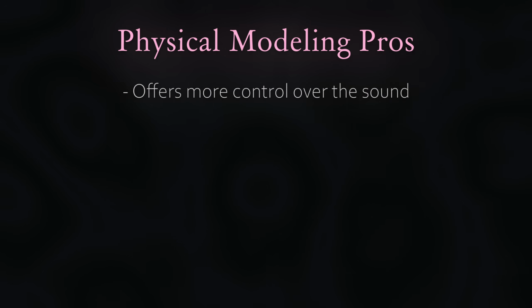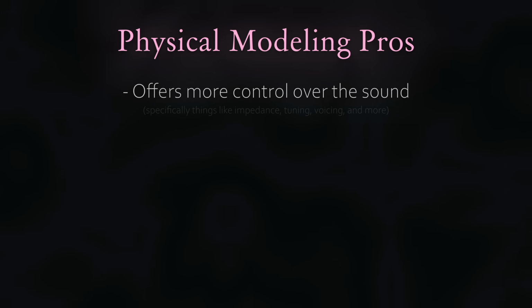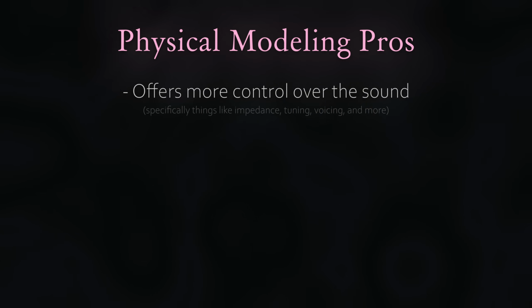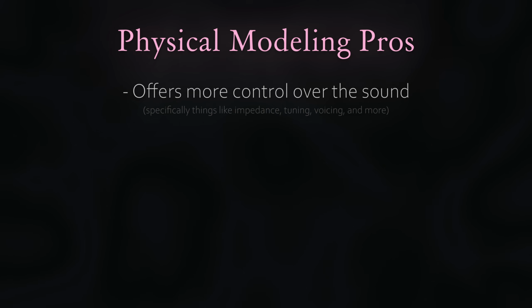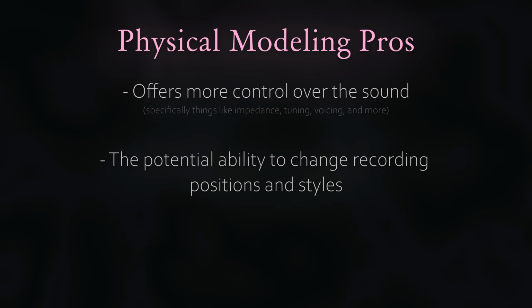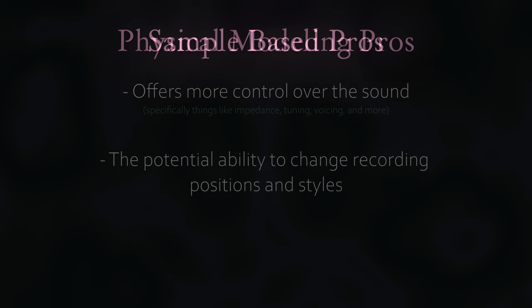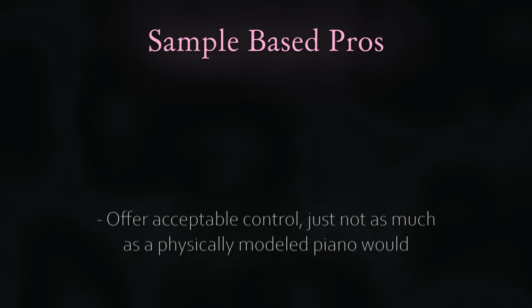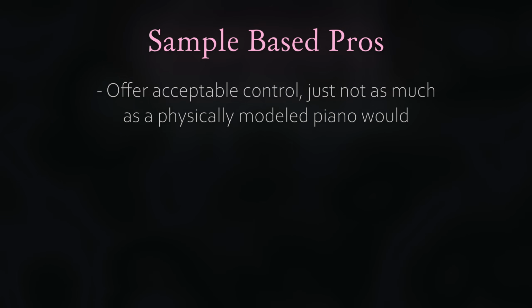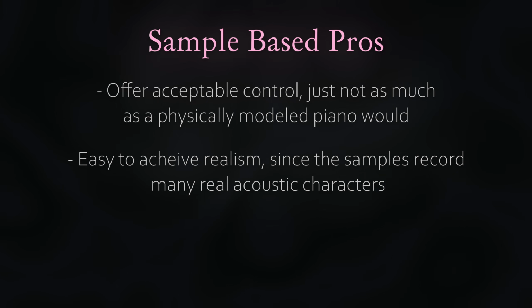Physically modeled pianos tend to offer far greater control over the piano. This includes control over some of the design aspects such as the piano's impedance and resonance, alongside tuning, voicing, and spectral characteristics. An important feature of some physically modeled pianos is the ability to manipulate recording types and mic positions, which is a very powerful tool for imitating real performances. Sample-based pianos nowadays offer a fair amount of control as well, while still not as much as physically modeled ones. Furthermore, they make it quicker to achieve realistic sounds.